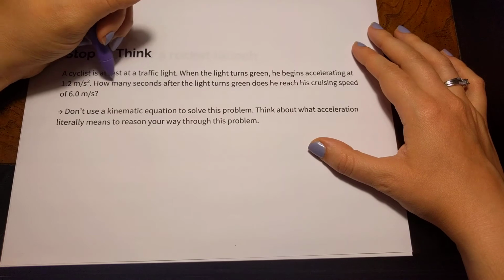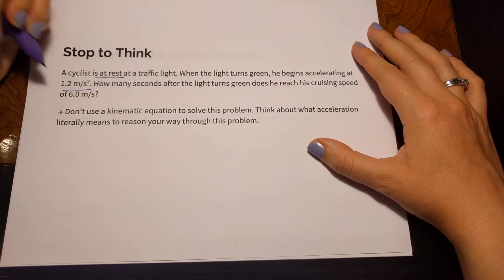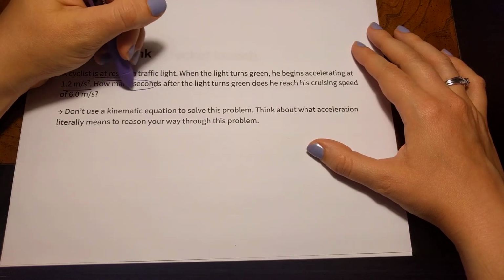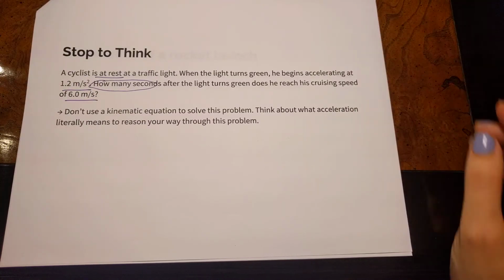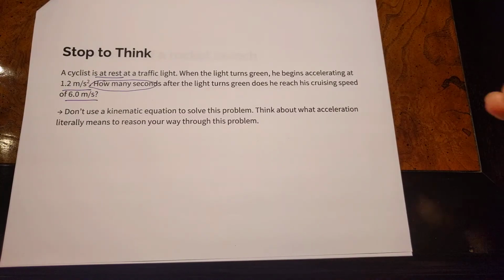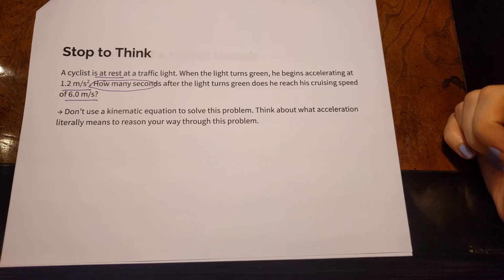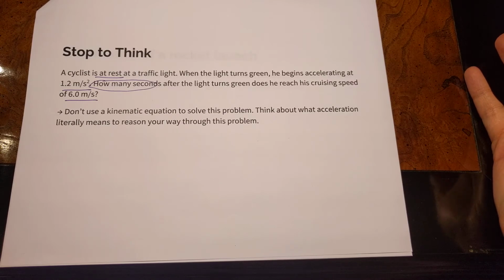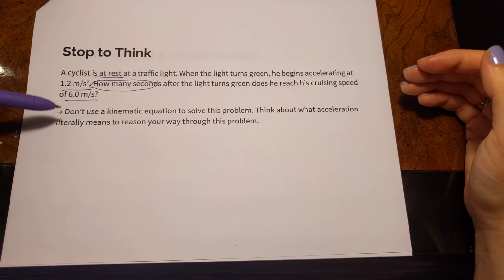So let's see, a cyclist begins at rest. He begins to accelerate at 1.2 meters per second squared. How many seconds? That's what we're solving for. Does he reach his cruising speed of 6 meters per second? I say don't use the kinematic equations. Think about what acceleration literally means. Well, acceleration is our change in velocity over time. So here we're dealing with units of seconds.